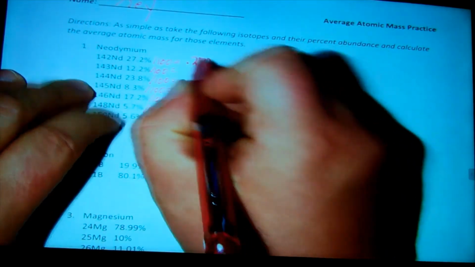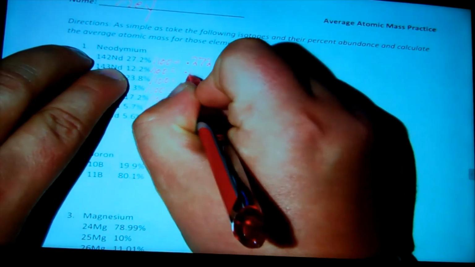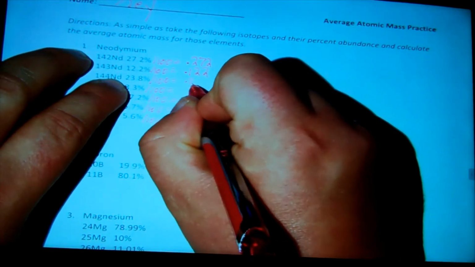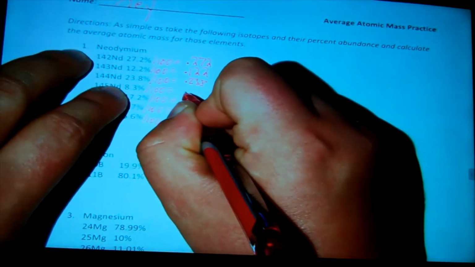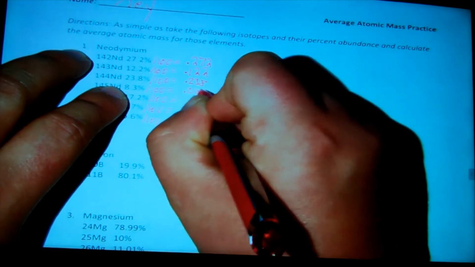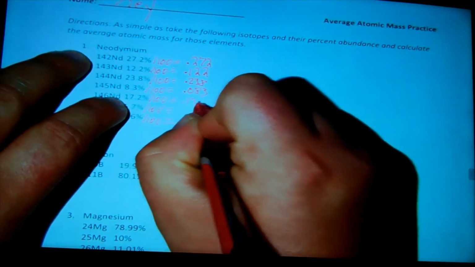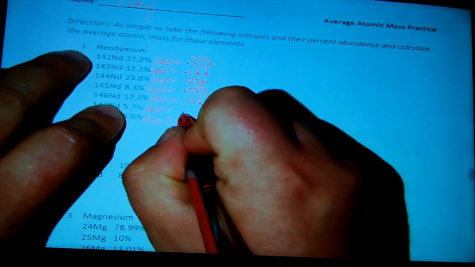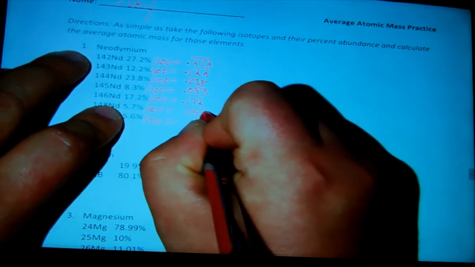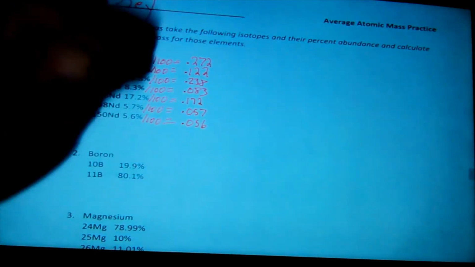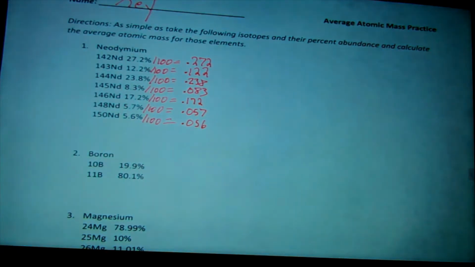I would get 0.272, 0.122, 0.238, 0.083, 0.172, 0.057, and 0.056. Now we have those numbers to where we can actually do the math part that we need to do.